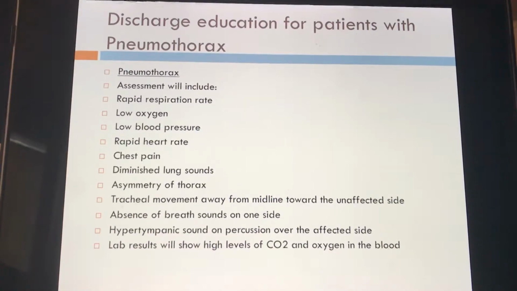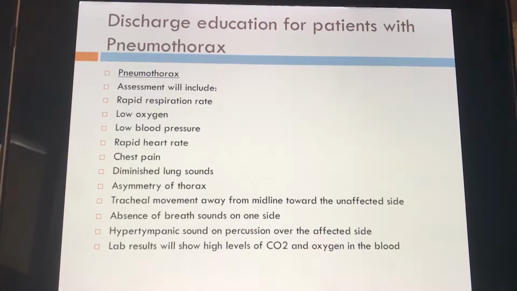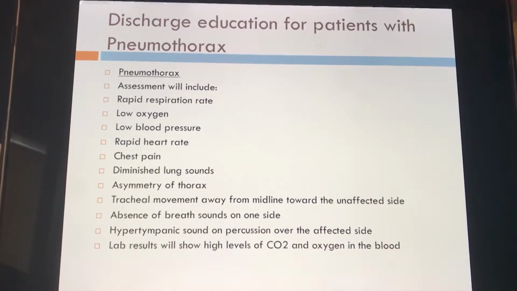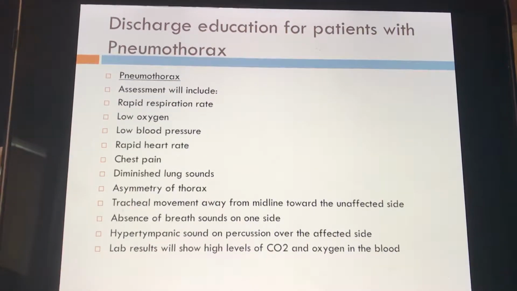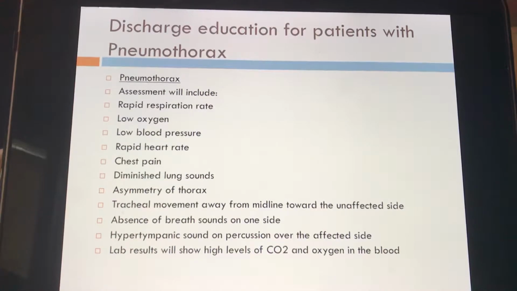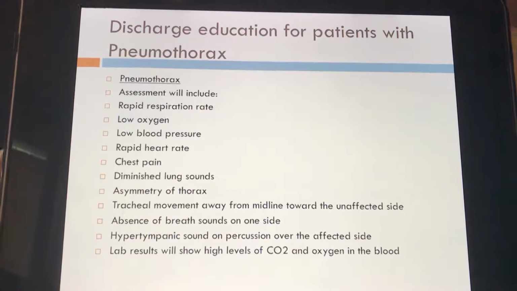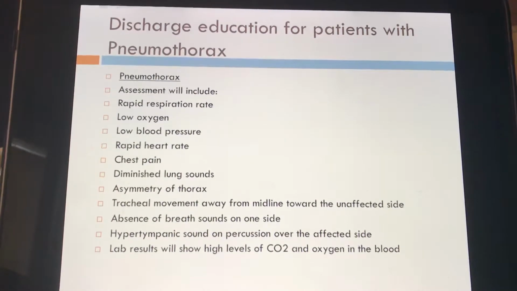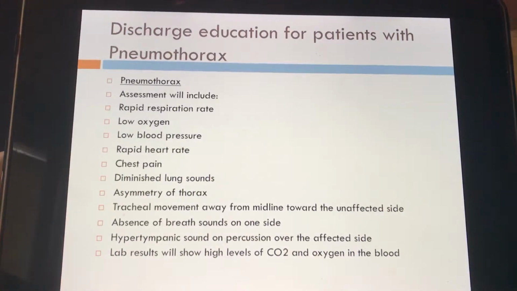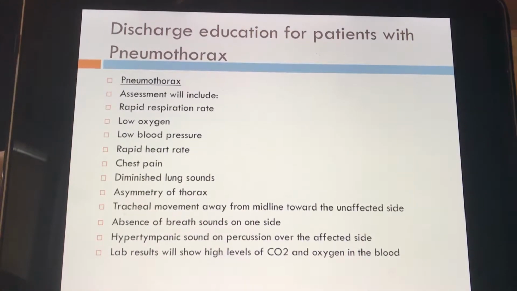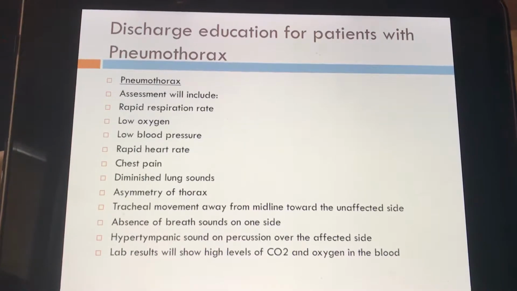So first, you're going to see rapid respiratory rate in these patients. You're going to see low oxygen levels, low blood pressure, rapid heart rate, chest pains, diminished lung sounds, asymmetry of the thorax. The trachea is going to be moved away from the midline and towards the unaffected side of the body. You're not going to hear any breath sounds over the affected lung. And when you are percussing the patient's chest, you're going to hear a hypertympanic sound over the affected side.